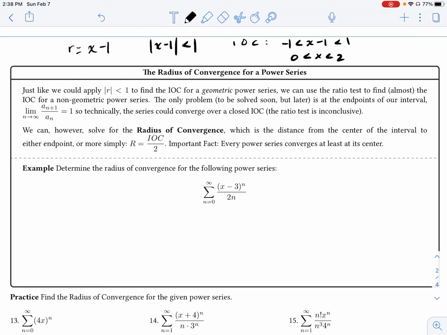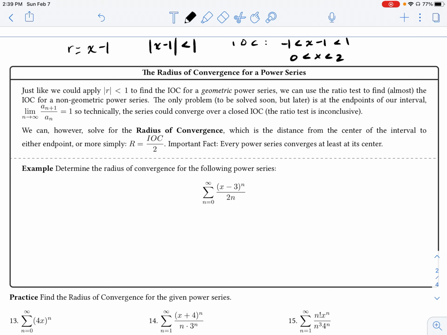So now that we've talked about the ratio test, we can apply that same logic. Since the ratio test allows us to find the limit of the ratio between subsequent terms, we can use it to help us identify the interval of convergence for a non-geometric power series. I write "almost" in my notes because technically we don't have all the convergence tests yet to know exactly what's happening at every single endpoint. But we'll take care of that soon enough. We will go through all the convergence tests in just a bit.